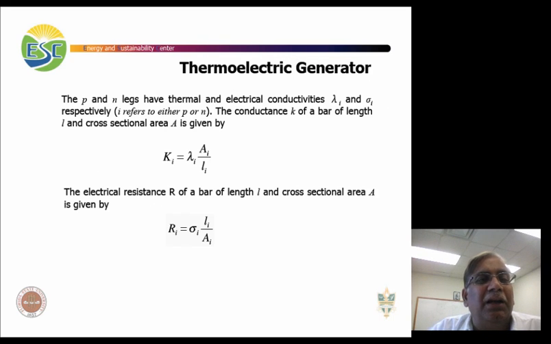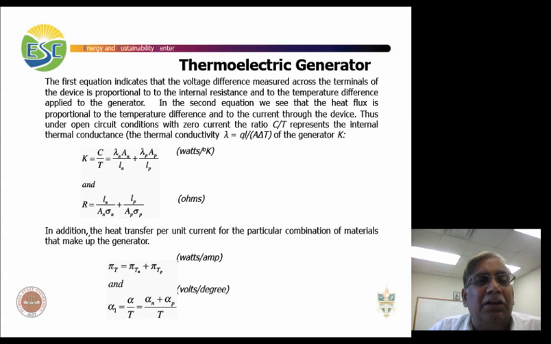And the P and N legs have the thermal and electrical conductivities of alpha and sigma, where we refer to these as P or N. The thermal conductance K of a bar of length L and cross section A is given by this, and this is capital K. There is a misprint here. And the electrical resistance R of a bar of length L and cross section A is given by this quantity right here. And lambda and sigma are the thermal and electrical conductivities of the materials.